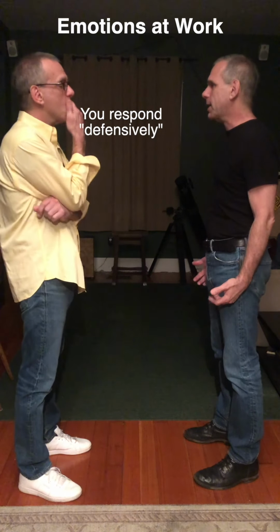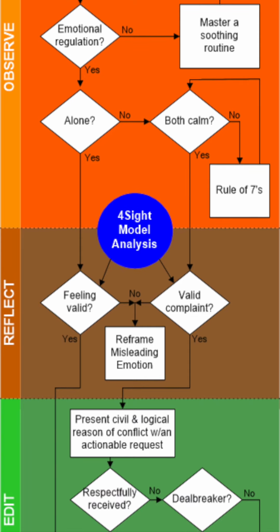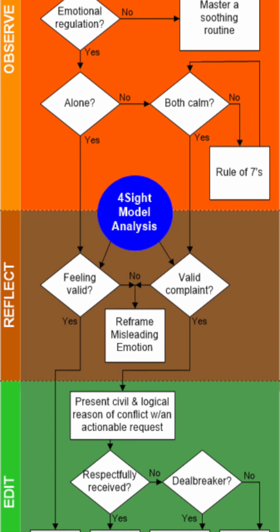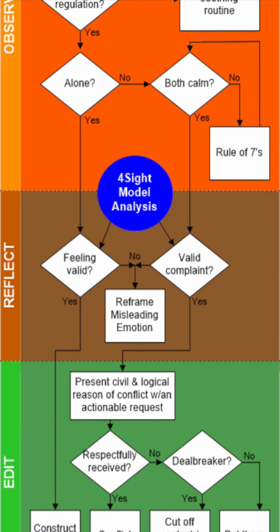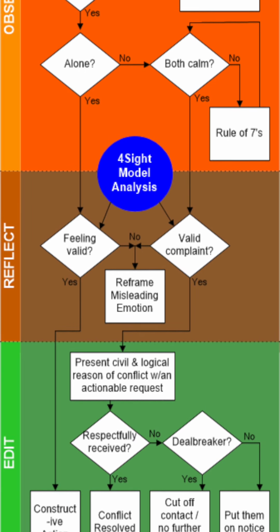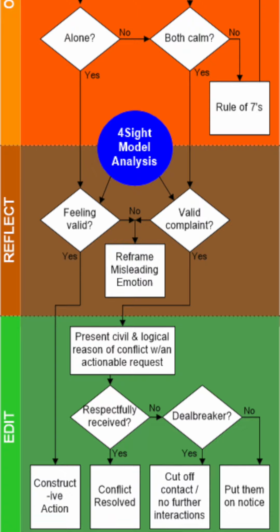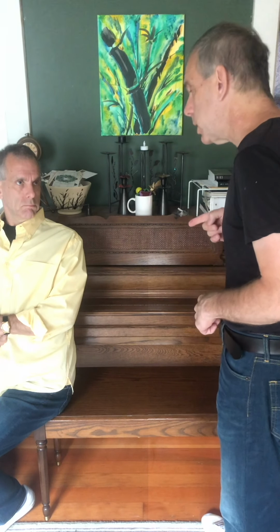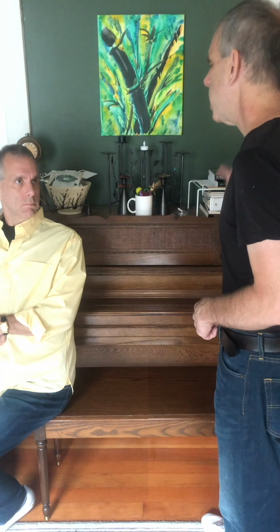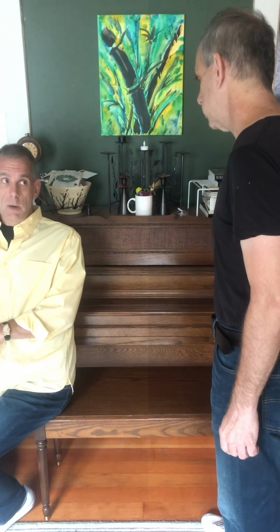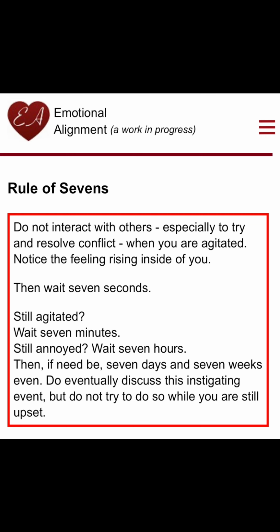Next, we ask you if you're alone, because after all, if you're with someone else, you may be overreacting or you may be responding properly to something that they are instigating. When someone else is present, however, always make sure that both of you are calm. After all, when you're not composed and you are agitated, you won't be able to resolve the situation logically. That's why we talk about the rule of sevens, giving you time to calm down.